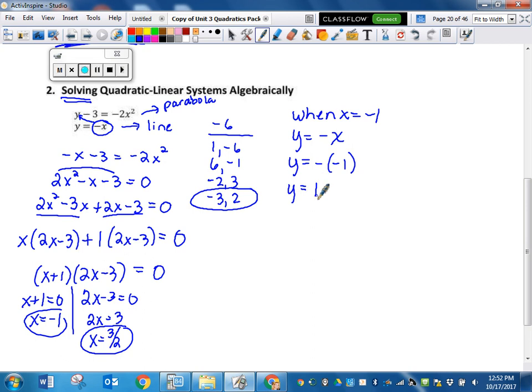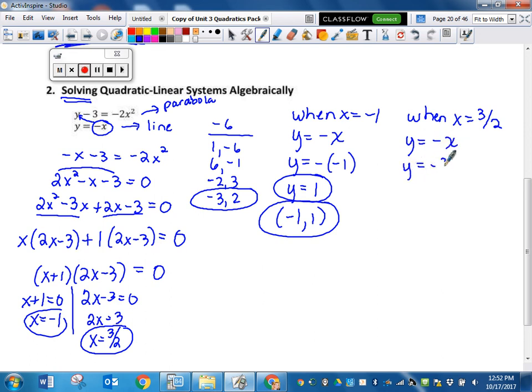All right. So graphically, if I was looking at this, the point would be negative 1, 1, right? Where they intersect. Okay? And so that's my solution. When x equals negative 1, y is equal to 1. Or you can write it out individually. All right, and then we've also got to do the same thing when x equals 3/2. And I would pick the same equation. Makes that a lot easier.